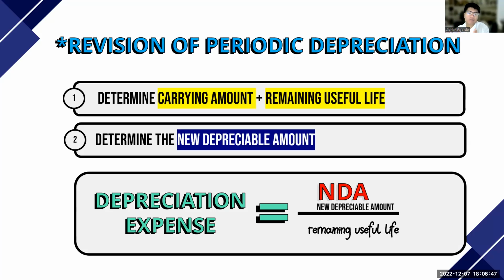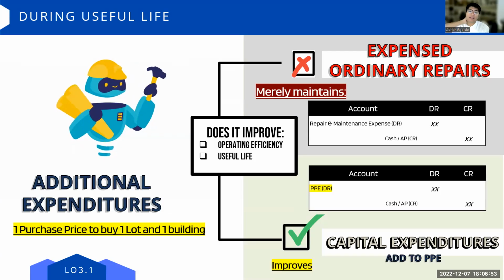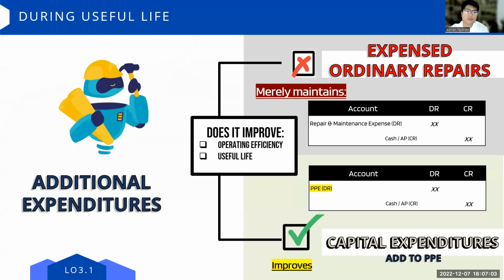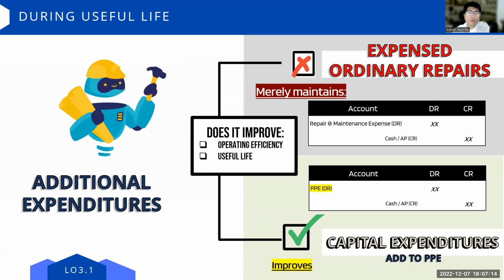So finally, that ends depreciation. The last concept is sometimes you'll have additional expenditures, right? And whenever you have additional expenditures, you just ask yourself, does the expenditure improve either the operating efficiency or the useful life of a property, plant, or equipment? If it merely maintains, that's an ordinary repair. And again, as you know, we expense ordinary repair.